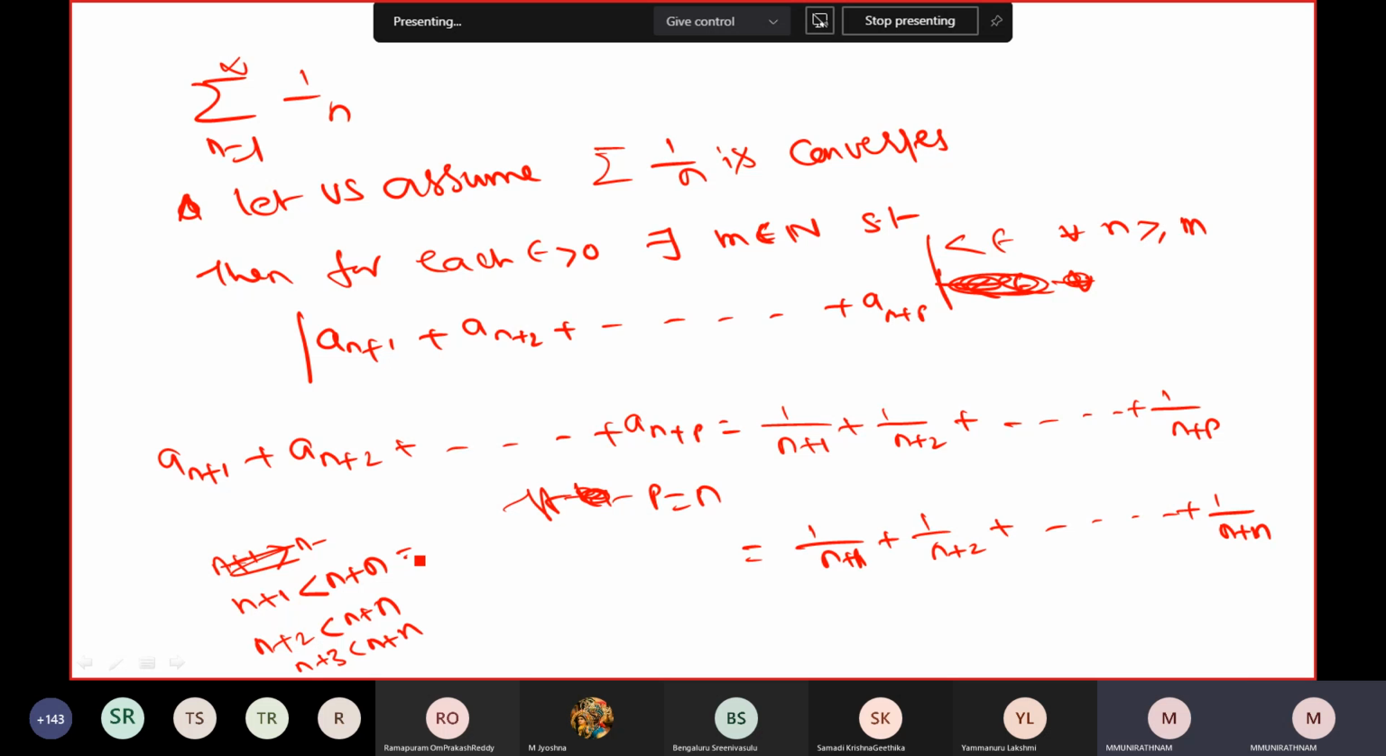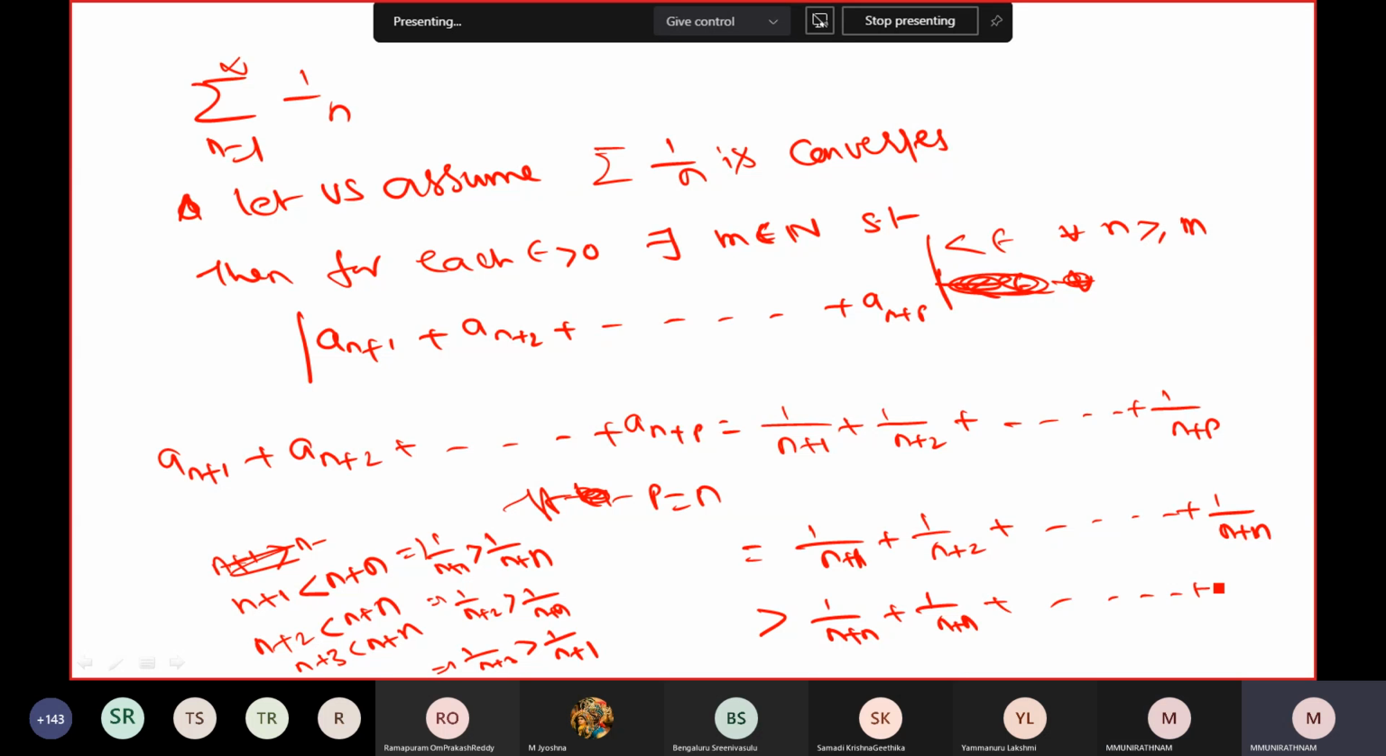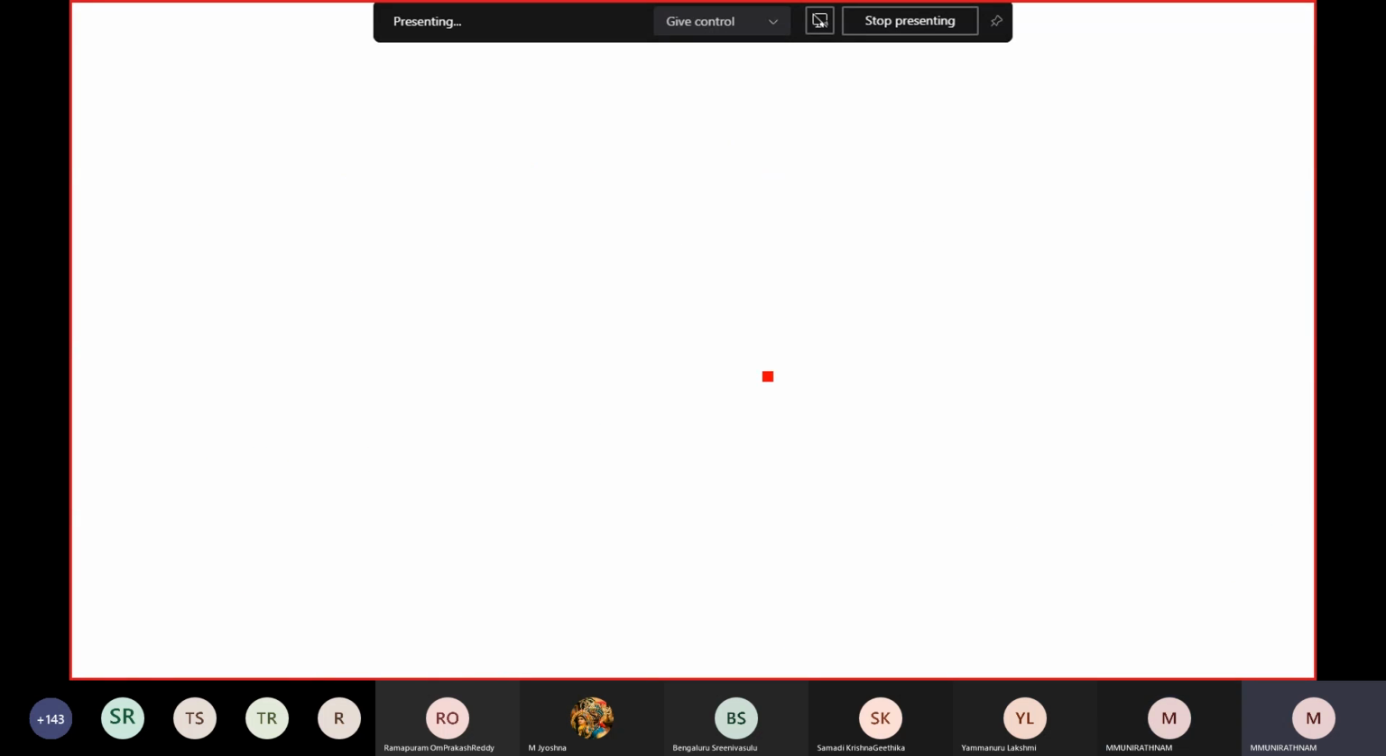So when we take reciprocals, 1 by n plus 1 is greater than 1 by n plus n. 1 by n plus 2 is greater than 1 by n plus n. Similarly, 1 by n plus 3 is greater than 1 by n plus n. So each term is greater than 1 by n plus n. How many terms are there? There are n, so the sum is greater than n times 1 by n plus n.